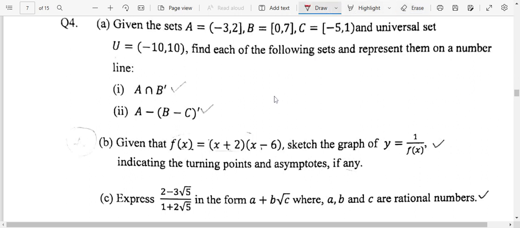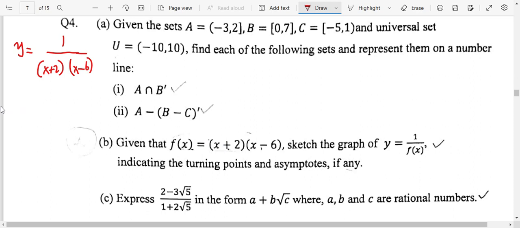Next question. Given that f of x is x plus 2, x minus 6, sketch the graph of y is equal to 1 over f of x, indicating the turning points and asymptotes. So I want to sketch the graph of y is equal to 1 over f of x. But what is f of x? F of x is x plus 2 and then x minus 6. Now I want to also indicate the turning points and the asymptotes.